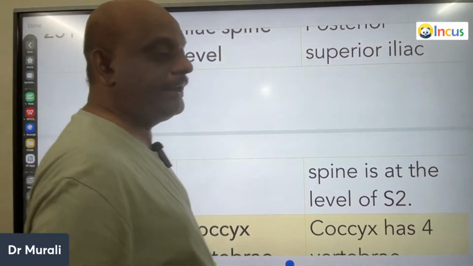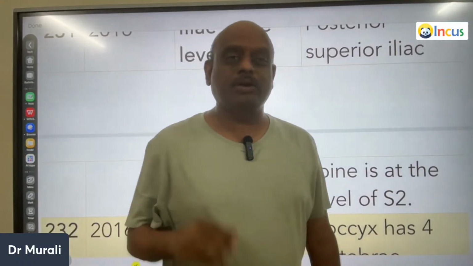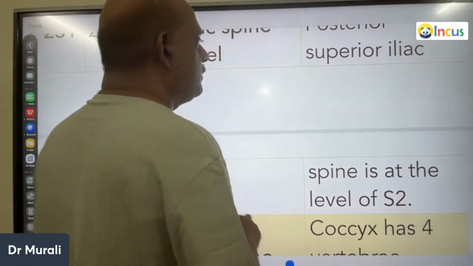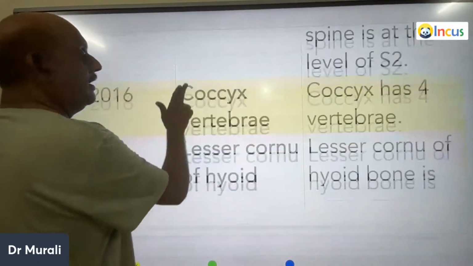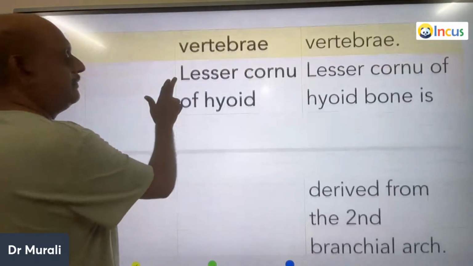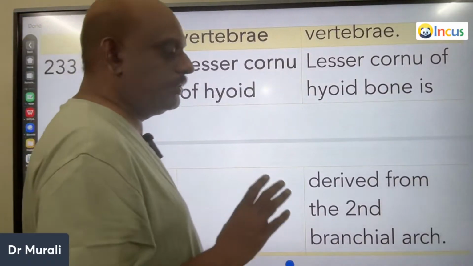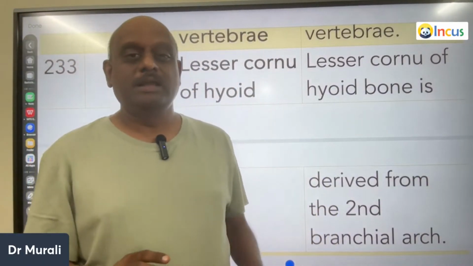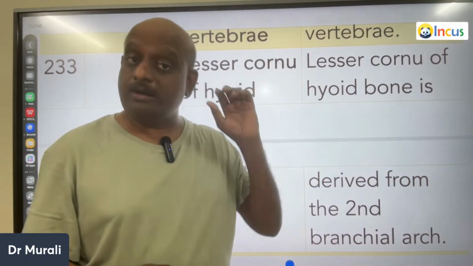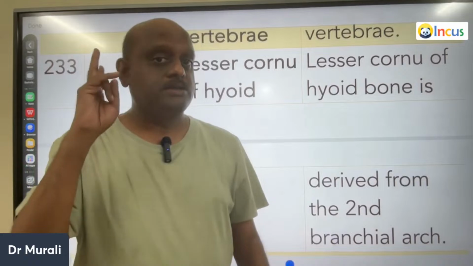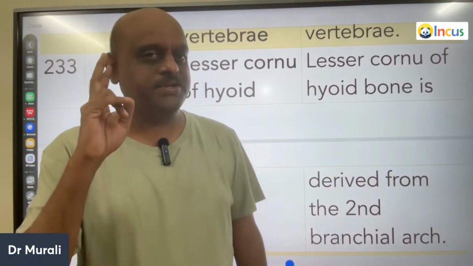Posterior superior iliac spine. What is the anatomical level of it, doctor? S2 is the level at which the posterior superior iliac spine is present. Coccyx has how many vertebrae? 4 vertebrae. Now, you should know each of the branchial arches and what their derivatives are. So you have the greater cornu of the hyoid and the lesser cornu of the hyoid. The lesser cornu of the hyoid comes from the second branchial arch.